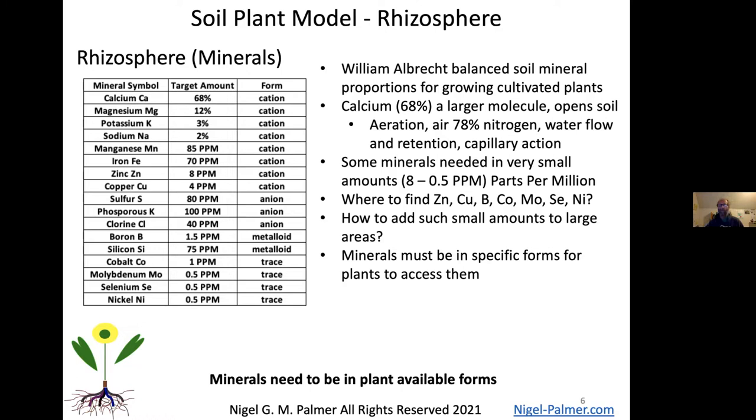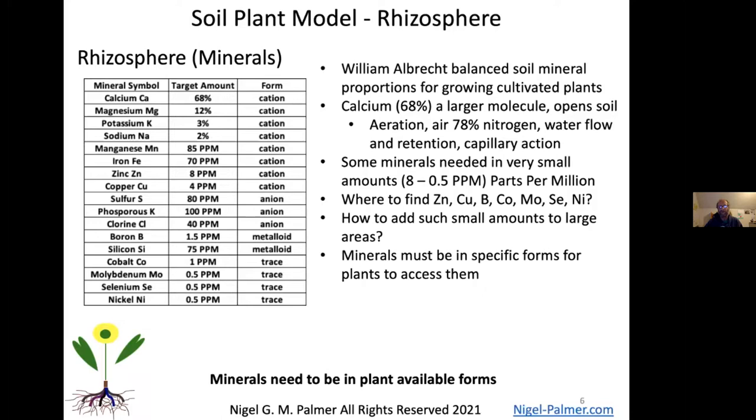And I'll mention one at the top of the list, and that's calcium. And we see that the target amount of calcium is 68% in the table on the left-hand side. Well, that's a very interesting amount. I mean, if you look at all the minerals there, calcium seems like a really big hitter. And one of the reasons for that is calcium is a really big molecule, and that will open the soil up to aeration so that the air can get into the soil and water will flow and get into the very small interstitial spaces within the soil network and be stored and not run off.